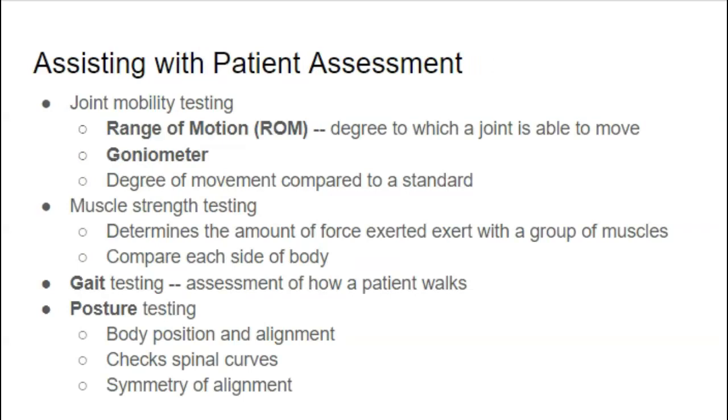So some other things that you might be doing too is there could be a situation where you're assisting with the actual patient assessment. Obviously, you're not having to conduct the assessment by yourself, but you need to be familiar with what's going on during that assessment. And so when you're dealing with musculoskeletal issues, one of the first things you have to do is a joint mobility test. So you need to see which joints can actually move. And a lot of times they'll do just passive range of motion to see what that patient's passive movement is. And then they can also do active range of motion as well.